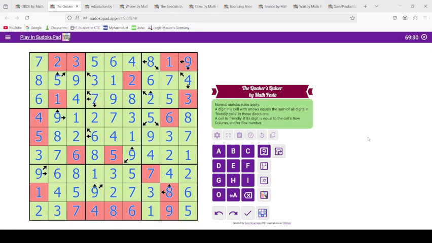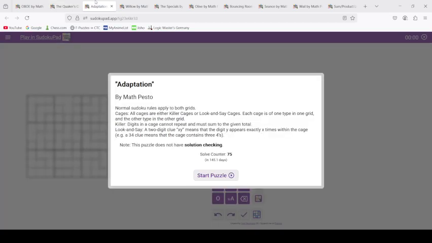Pretty nice puzzle. Got a little bit stuck at certain places, but definitely, if I saw it faster, it would have gone faster. But yeah, I enjoyed it. Alright, next one. The daunting one.